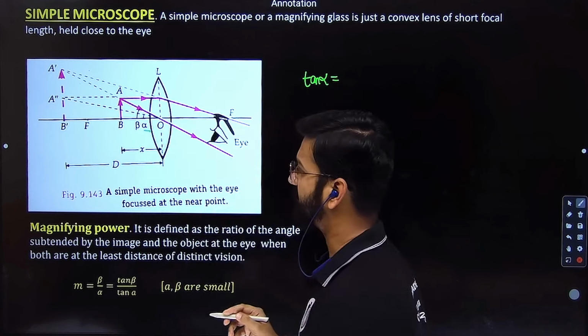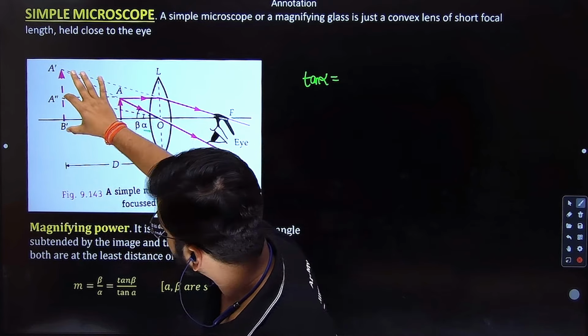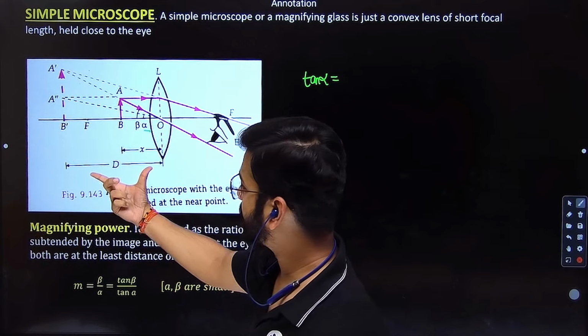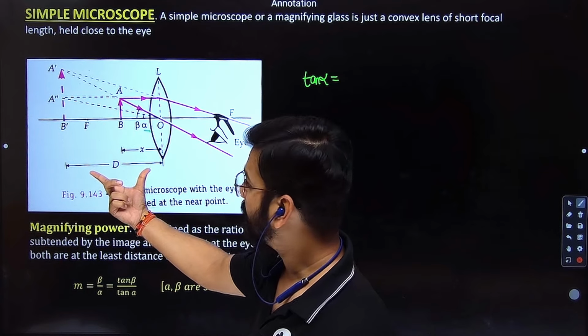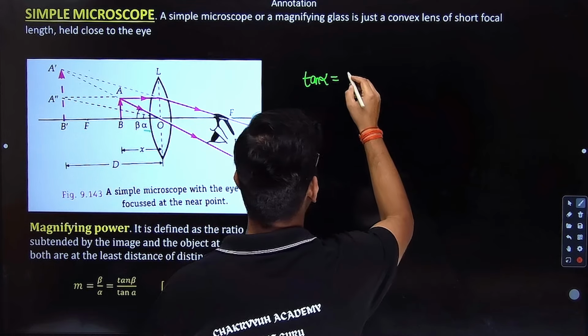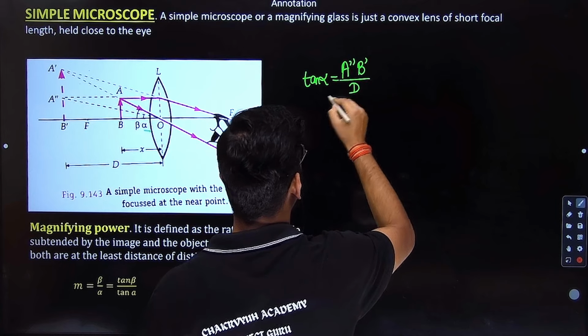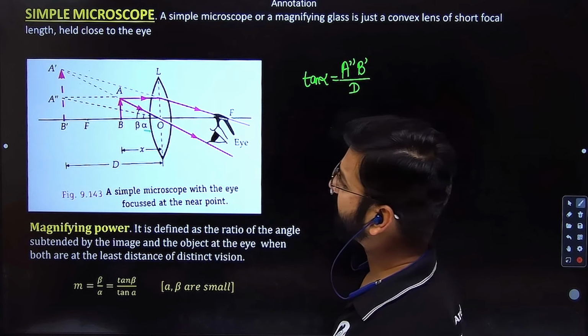All of you see here, what is tan alpha? So tan alpha will be A double dash B dash divided by D. So let's write down A double dash B dash by D. Right?